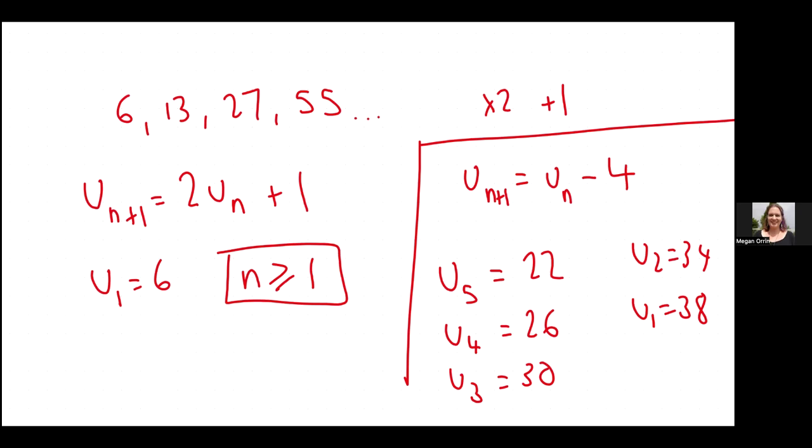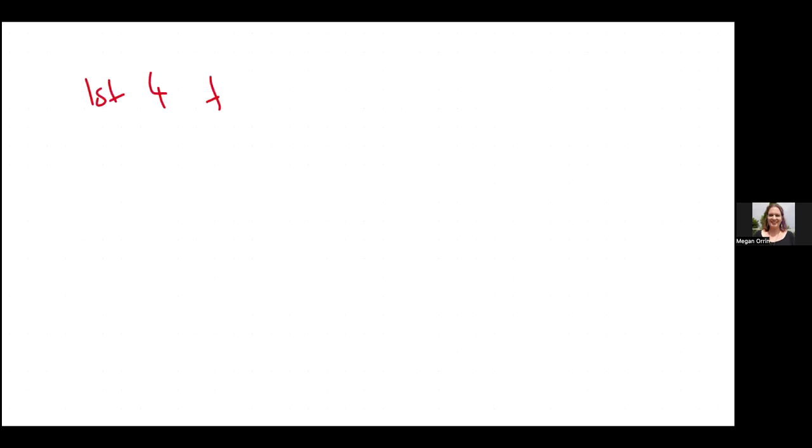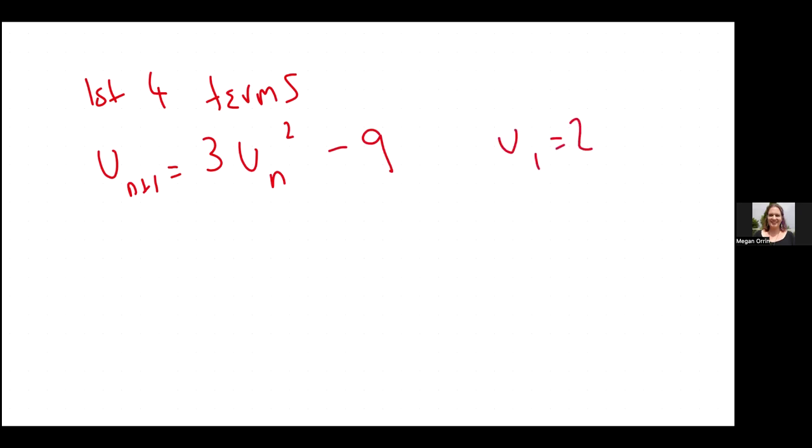All right, what if I'm going to give you a recursive rule now? I'm going to ask you to write the first 4 terms. Okay, I want the first 4 terms. u of n plus 1 is 3 times u of n squared minus 9. Exactly. So the first term is 2 and n is greater than or equal to 1.